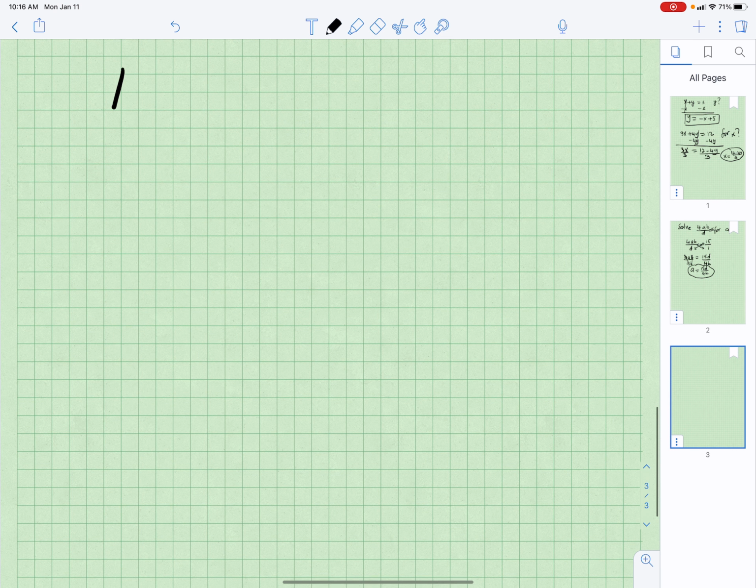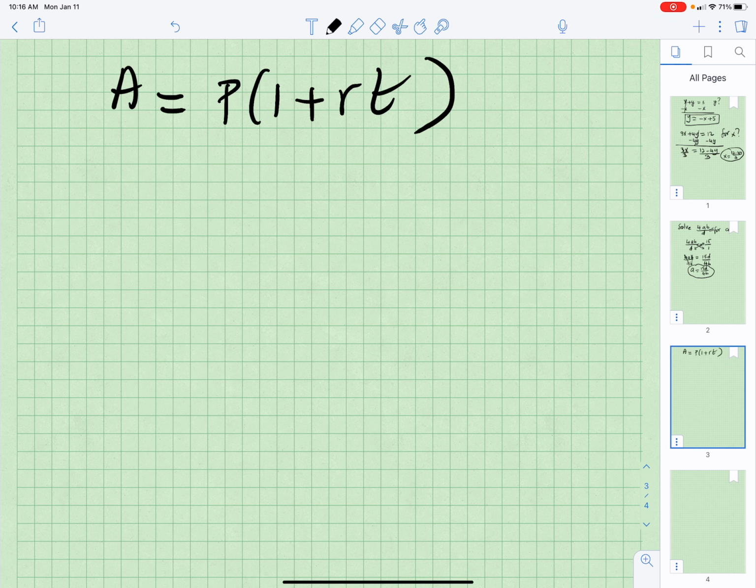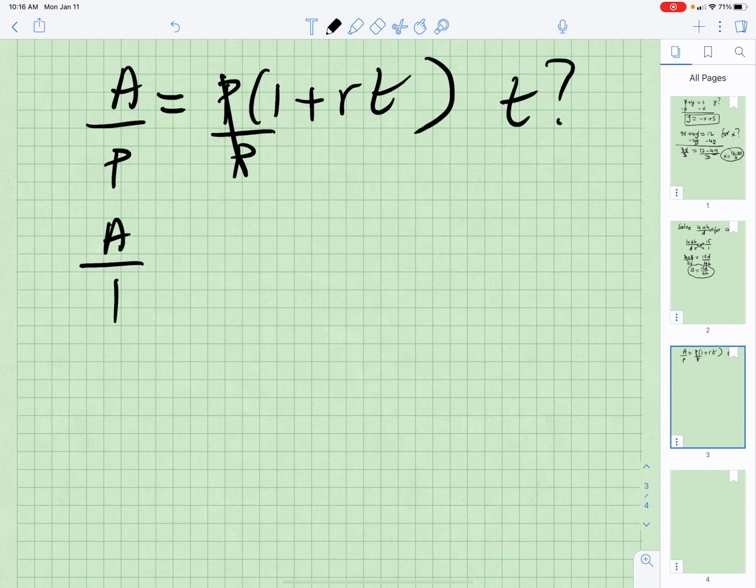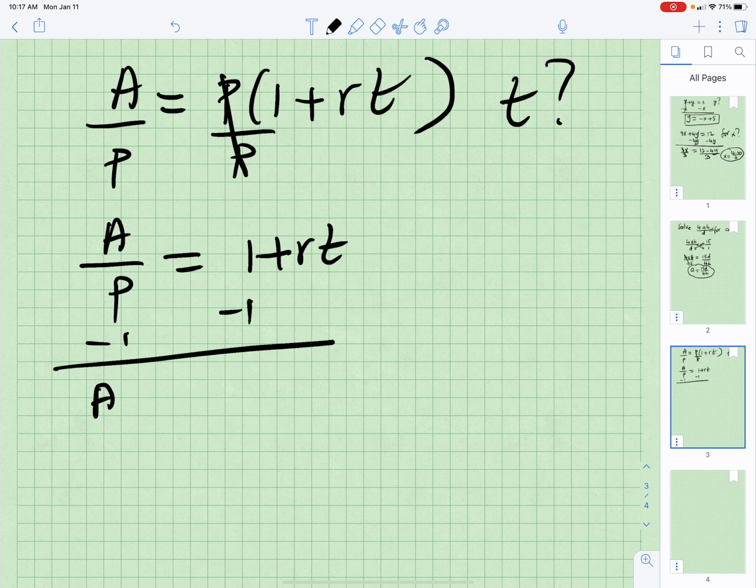Let's say we have a equals p times 1 plus rt, right? And I want to solve for t. I want to isolate t. So as you can see, p is multiplied by 1 plus rt. So the best thing to do here is to divide both sides by p. So I can get rid of this p. So divided by p. So we get a over p equals 1 plus rt, right? So again, I'm looking for t. So I need to move the 1, minus 1 on both sides. So I have a over p minus 1 equals rt.